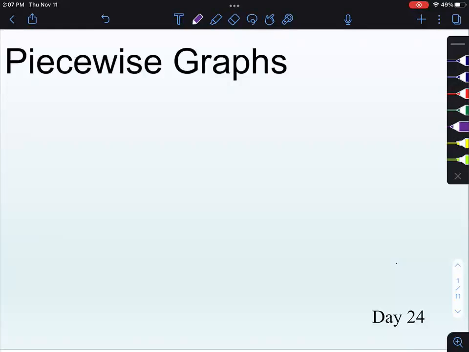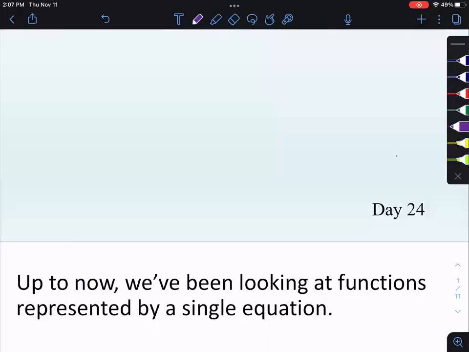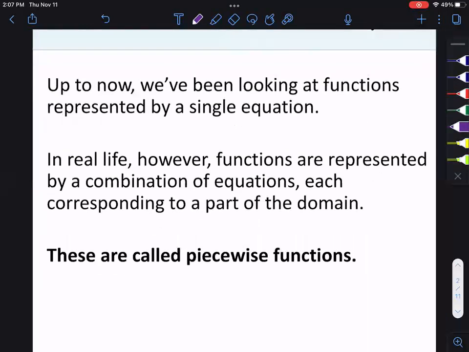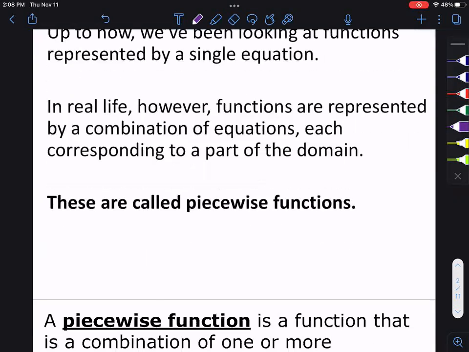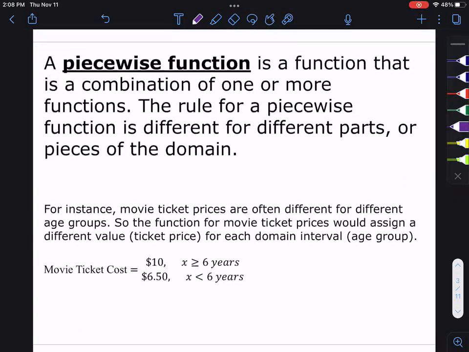So today we're going to do our last lesson for the term. We're going to look at piecewise graphs. Up until now, we've been looking at functions represented by a single equation. However, in real life, functions are frequently represented by a combination of equations, each corresponding to a different part of the domain. These are called piecewise functions.